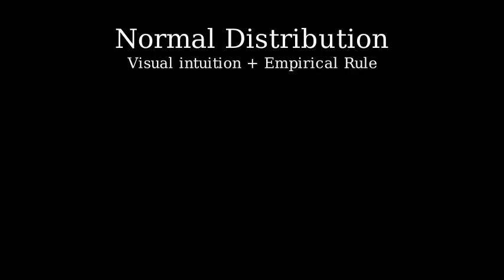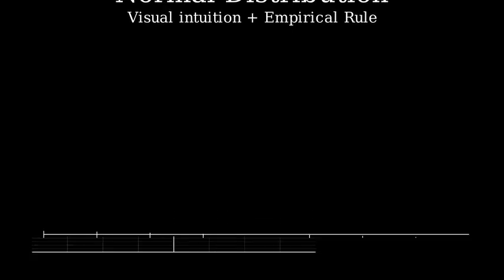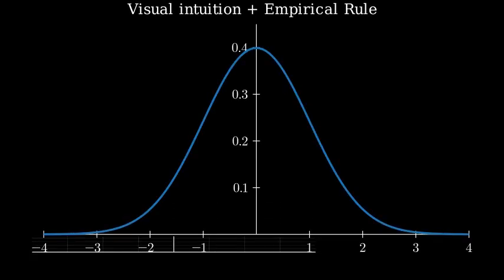In this video, we will build an intuitive visual understanding of the normal distribution, also called the bell curve. We will see what the shape means, what the parameters mu and sigma do, and how the empirical rule helps estimate probabilities quickly. Here is the classic bell shape of the standard normal curve.